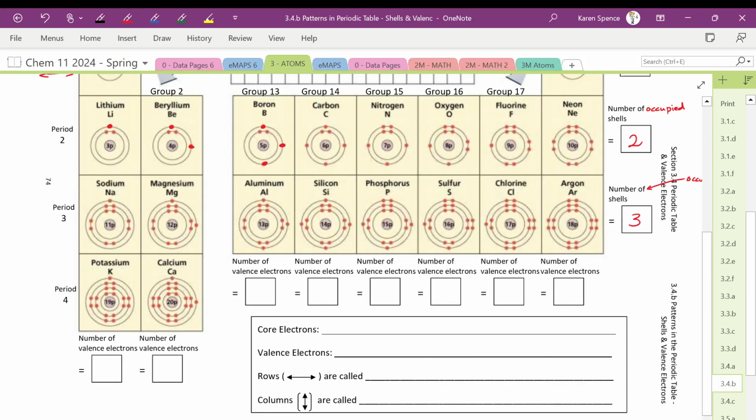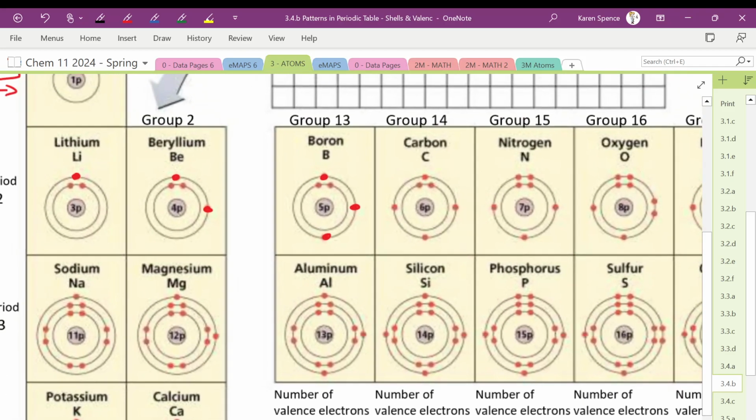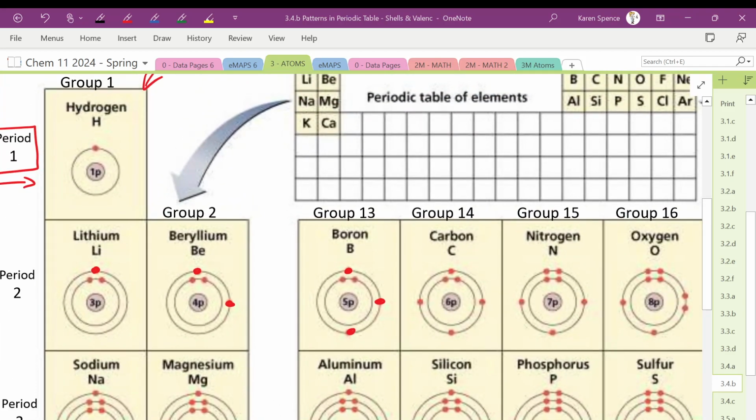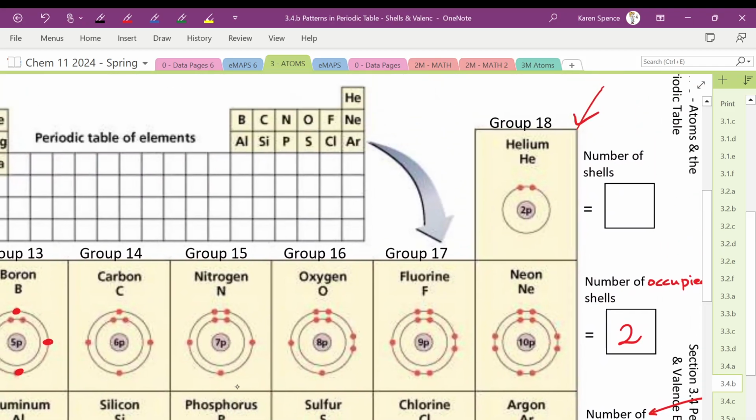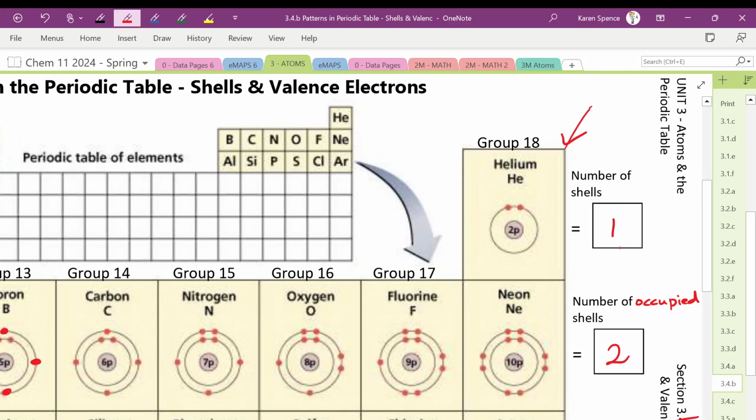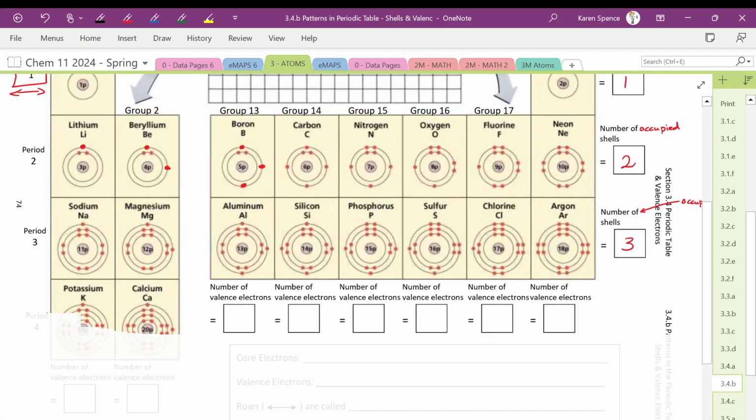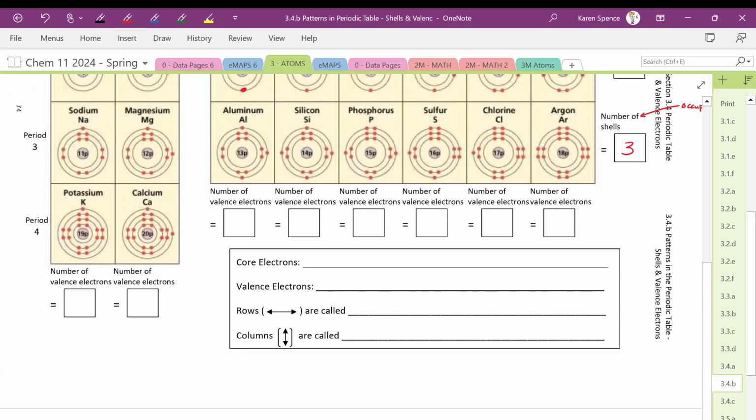Now, last day we looked at the number of valence electrons. Can you fill in the number of valence electrons for group 1, 2, and 13 through 18? Can you do that down at the bottom? How many valence electrons in group 1? 1. How many in group 2? 2. What's a valence electron? An electron on the outer shell.